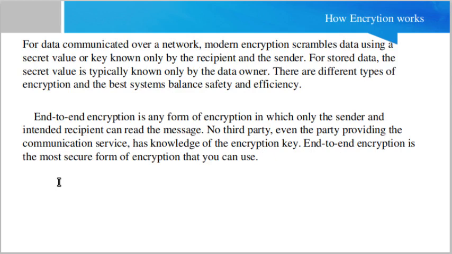Now how does encryption actually work? What is the process and procedure? For data communication over a network, modern encryption scrambles data using a secret value or a key known only by the recipient and the sender. For stored data, the secret value is typically known only by the data owner. There are different types of encryption, and the best systems balance safety and efficiency. End-to-end encryption is any form of encryption in which only the sender and intended recipient can read the message. No third party, even the party providing the communication service, has knowledge of the encryption key.